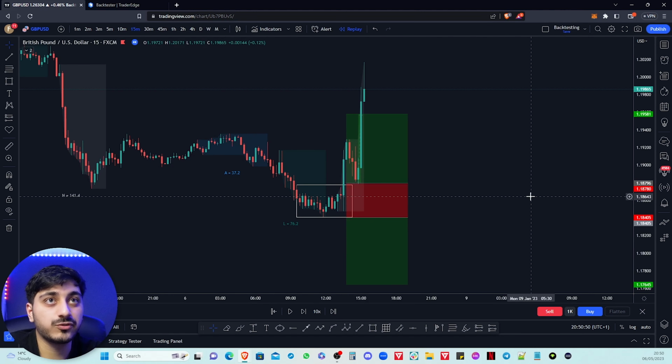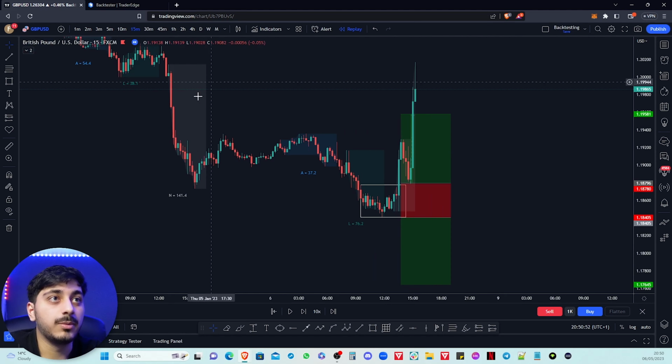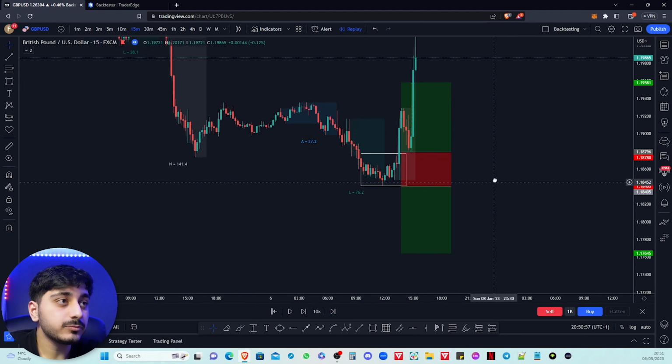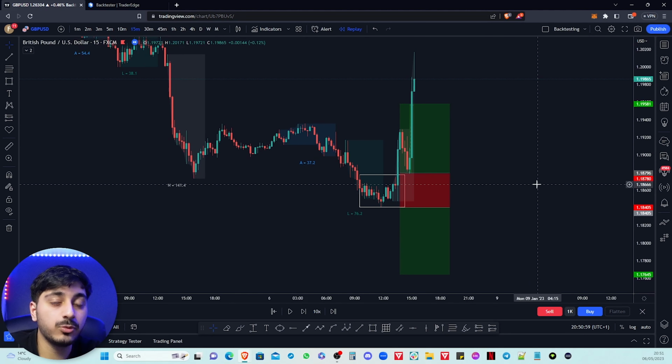You could have pushed for a 1 to 3 as well if you wanted to, maybe looking at this imbalance to be filled or whatever to the left, really. But yeah, so that's one really good example. I'll show you another one.